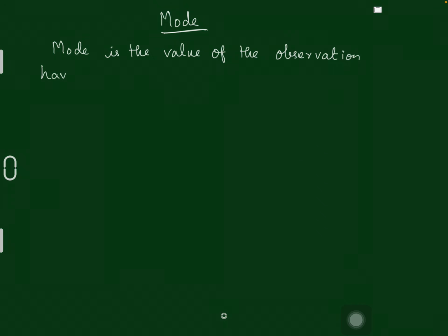Let us recall mode of a given data. What is mode? Mode is the value of the observation having the maximum frequency.